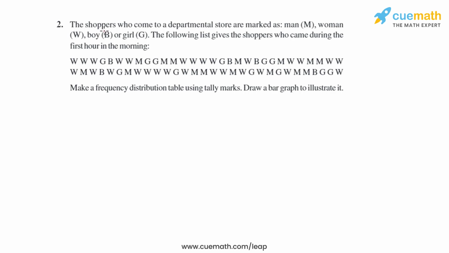Question 2 of this exercise says, the shoppers who come to a departmental store are marked as man M, woman W, boy B, or girl G. The following list gives the shoppers who came during the first hour in the morning. Make a frequency distribution table using tally marks. Draw a bar graph to illustrate it. So in this question, we have to make a frequency distribution table using tally marks, and then we have to draw a bar graph. So let's do it.